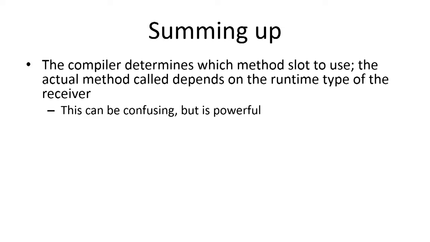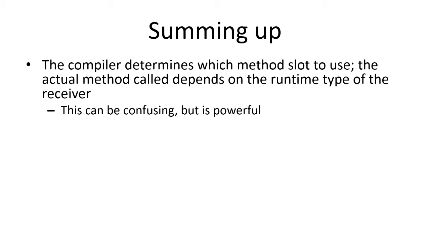Very frequently asked question, why doesn't this work? It's also a very frequently requested feature for the C# team. They have considered it many times over the years, never made it into the language. But if you like it, keep asking. Maybe someday they'll put it in. So summing up, the compiler determines which method slot to use when it sees a method call. The actual method that is going to be called at runtime is determined by the runtime looking at what the contents of that slot are.